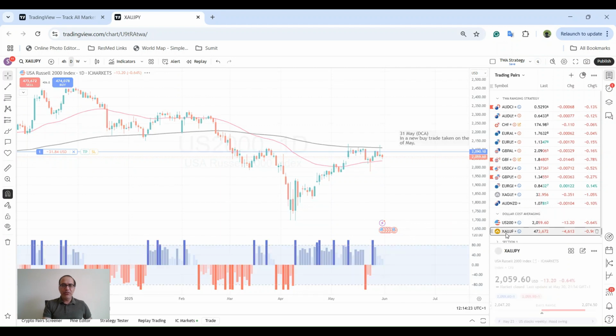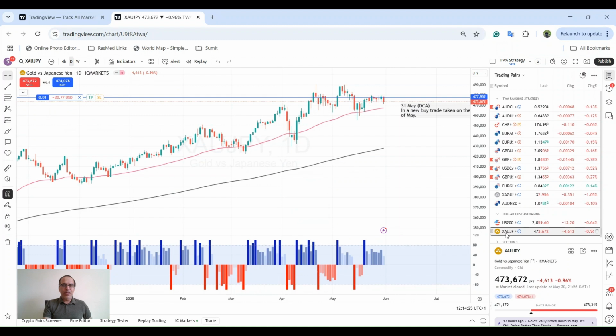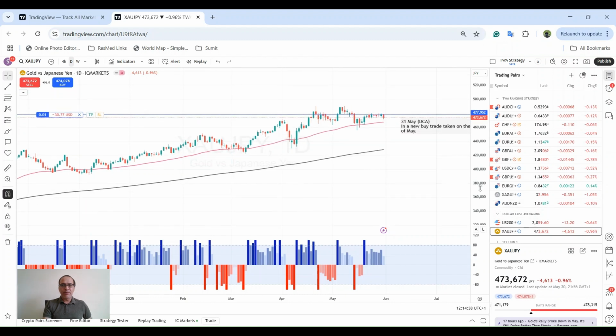Moving to gold, right? Before I get into the trade itself, I just want to point out that I use gold against the Japanese yen. I don't use XAU USD. A couple of reasons for it. One is that XAU USD takes up a bigger margin for me per lot, and it is also a pair that requires higher overnight charges. It takes up more overnight charges.